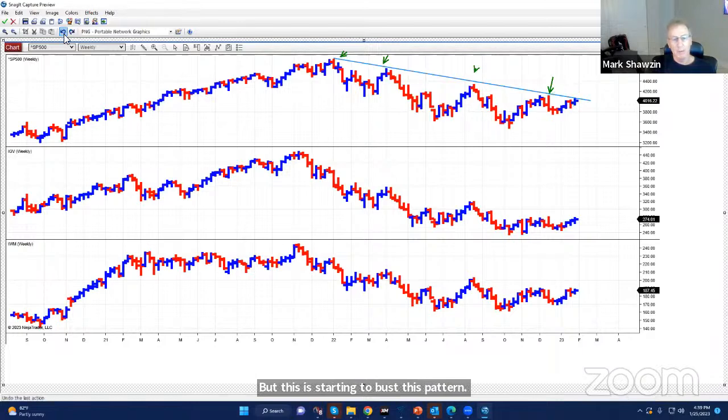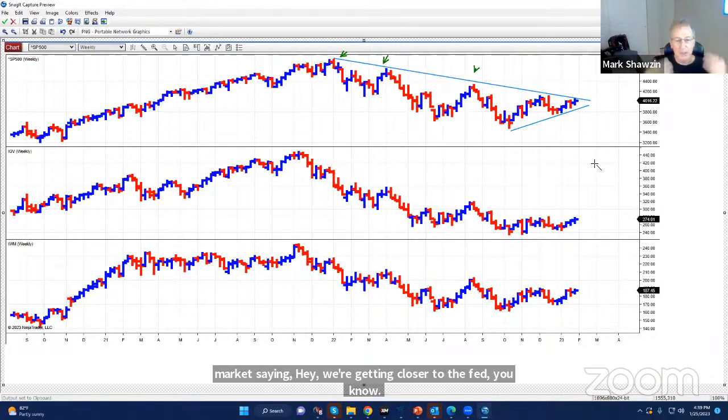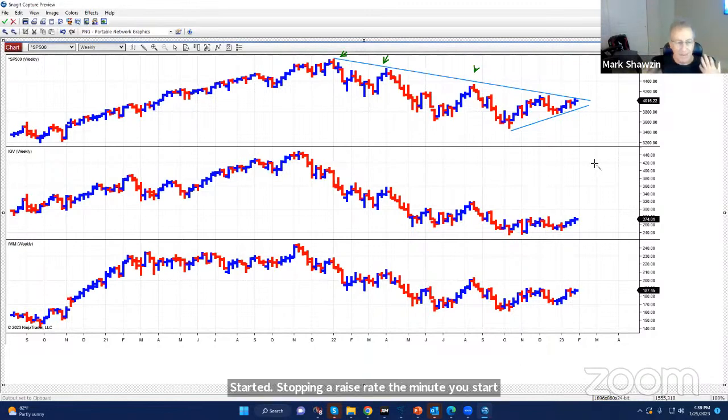The market is absorbing a lot of bad news, and the market is an anticipatory thing. Maybe the market's saying, hey, we're getting closer to the Fed stopping to raise rates. The minute you start searching for the whys, then you get into that trap. You have to just look at these levels and be completely objective.